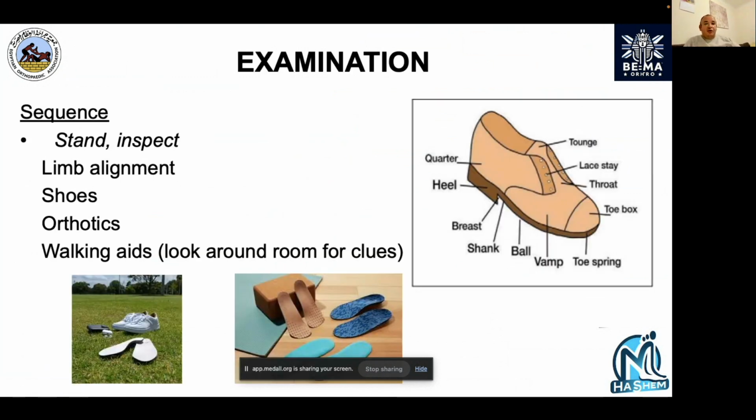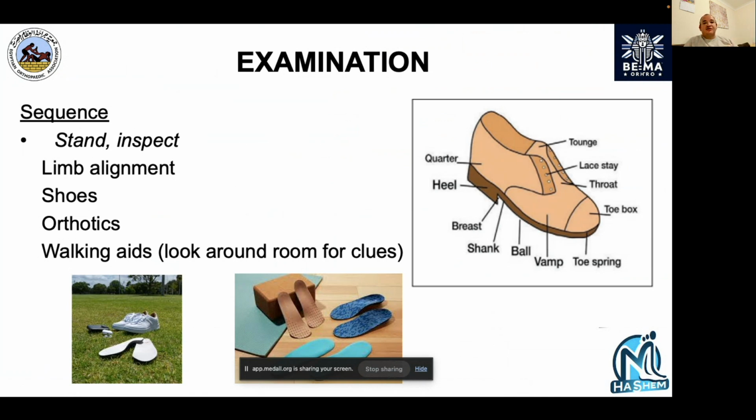Then when you examine, I will show you my system of examination in my clinic. So I start with the patient standing. I have a look firstly around the patient, if the patient is using any aids, and what is the shape of the shoes of the patient. You spot a lot from this.